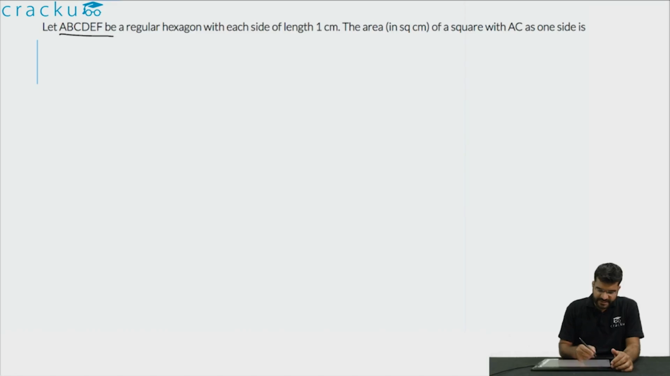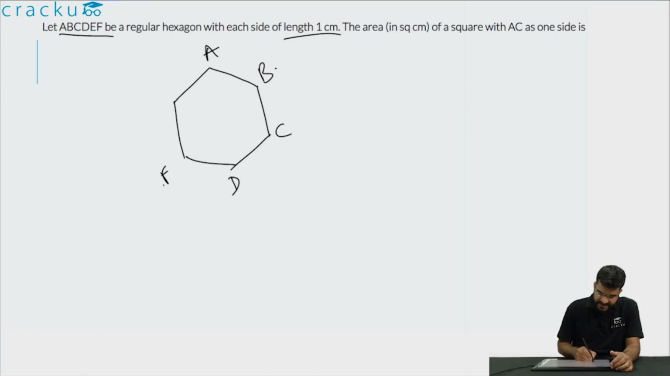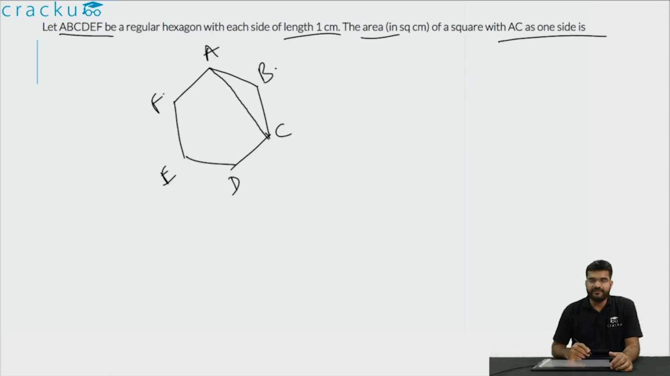In this question we are told that ABCDEF is a regular hexagon with side length of 1 centimeter. So let us assume that this is the regular hexagon A, B, C, D, E and F. We are required to find out the area in square centimeters of a square where AC is one side. So we are assuming that AC is one side of a square and we are required to find out the area of the square.